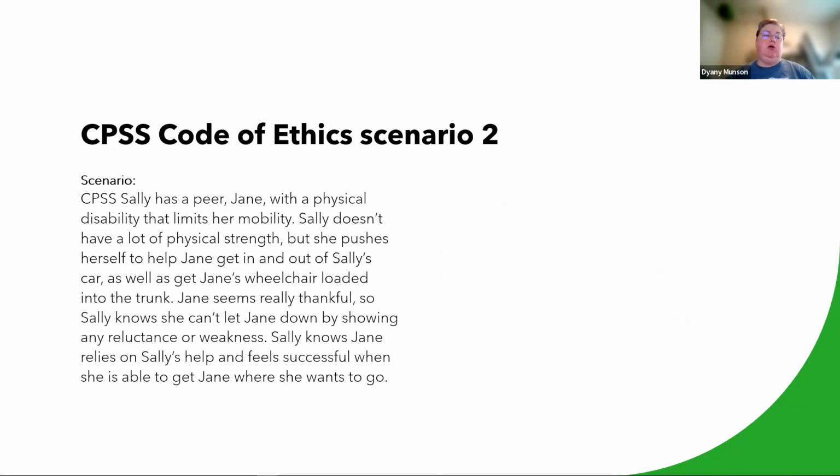So let's go to scenario number 2. So we have another peer supporter. Sally has a peer named Jane with a physical disability that limits her mobility. Sally doesn't have a lot of physical strength, but she pushes herself to help Jane get in and out of Sally's car, as well as get Jane's wheelchair loaded into the trunk. Jane seems really thankful, so Sally knows she can't let Jane down by showing any reluctance or weakness. Sally knows Jane relies on Sally's help and feels successful when she is able to get Jane where she wants to go. So first question again, which code of ethics are being violated in this scenario?